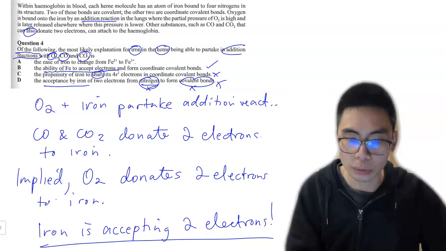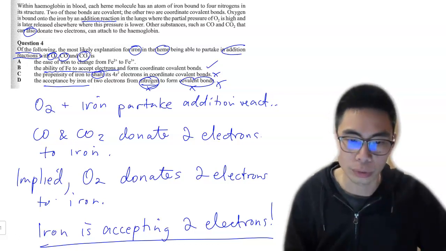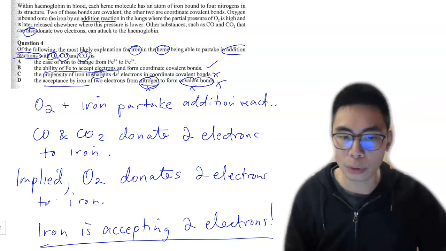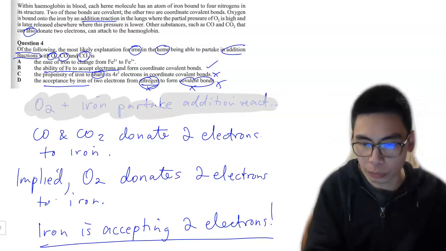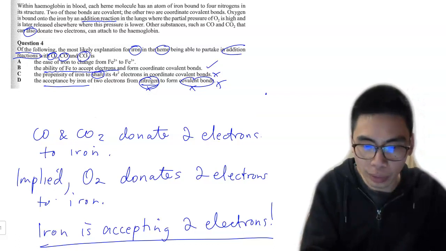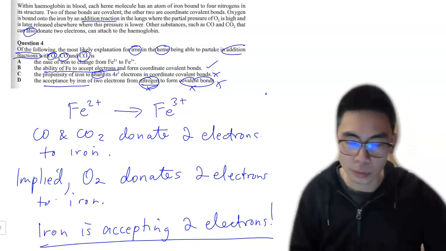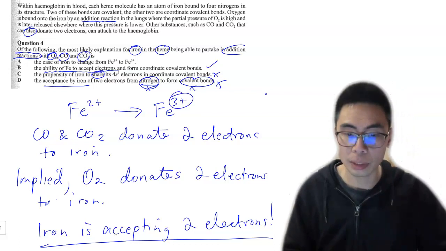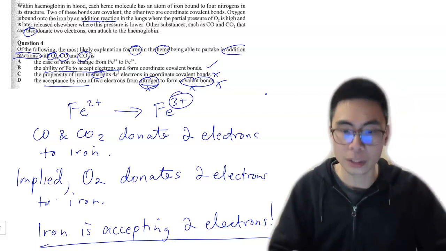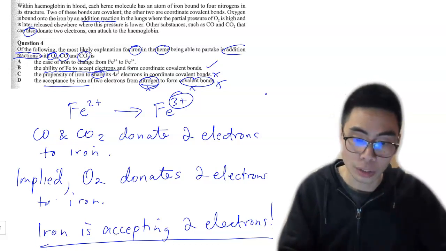Now, what else do we need to know? Well, interestingly, option A is also talking about electrons. So if it's going from Fe2+, and I'm going to just get rid of a bit of room here, if we're going from Fe2+ to Fe3+, well, it's becoming more positive. The ion is becoming more positive. And that means it has lost an electron.